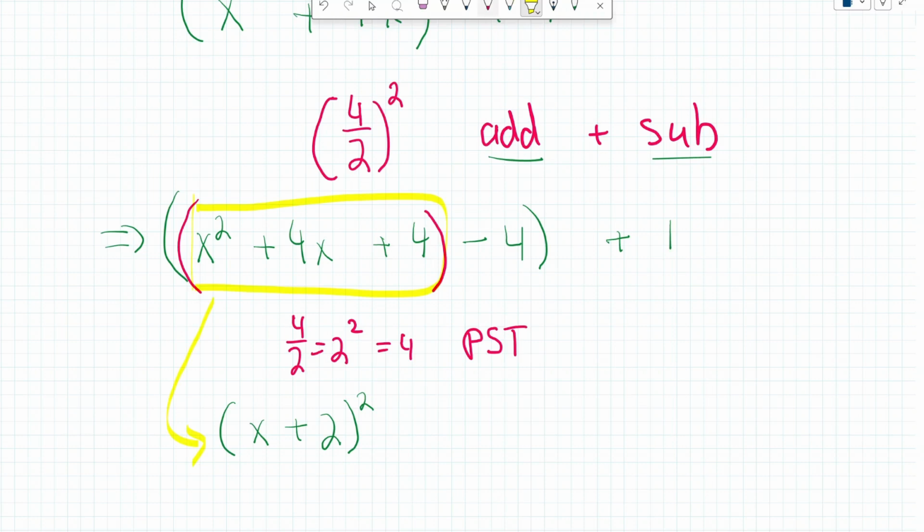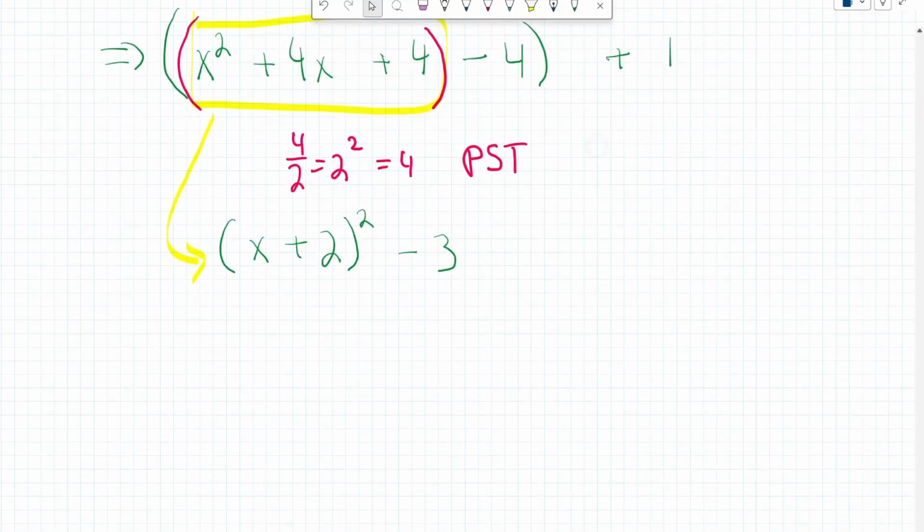But now we can't forget about the remaining 2 pieces of our function. We still have minus 4 and plus 1. So in this case, we'll just add those together, so that gives us negative 3. And there you have it. It's in vertex form. So now let's analyze this to determine what is the vertex of our function.